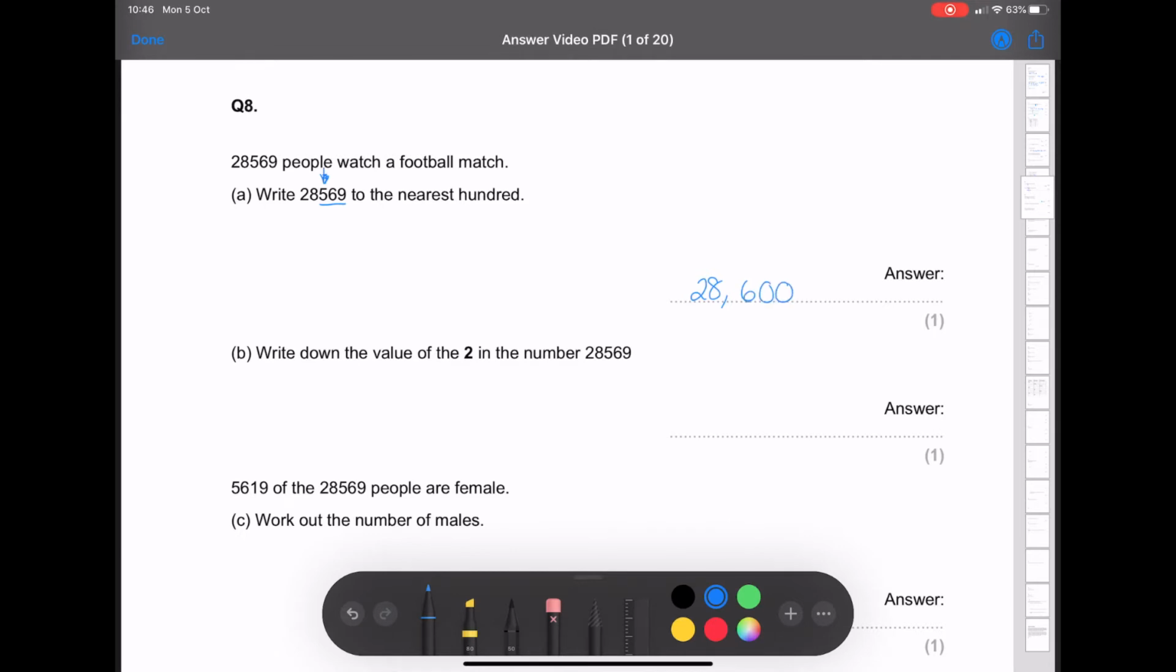Write down the value of the 2 in this number. Well, this number is 28,569. So that must be 20,000 because it's 28,000.